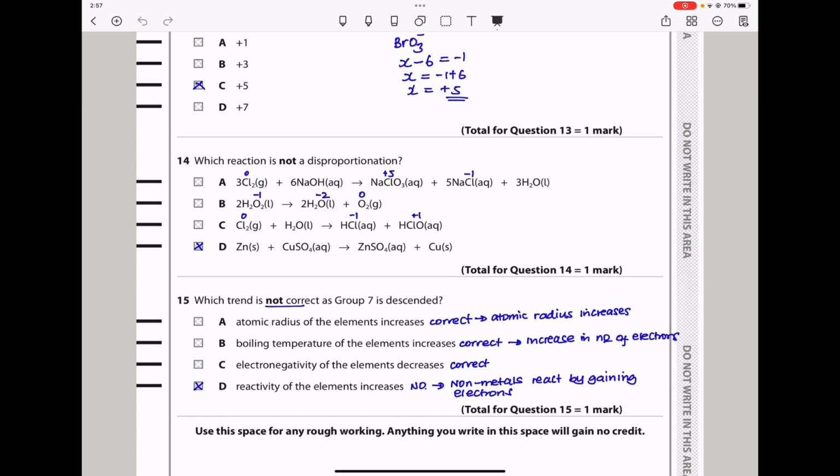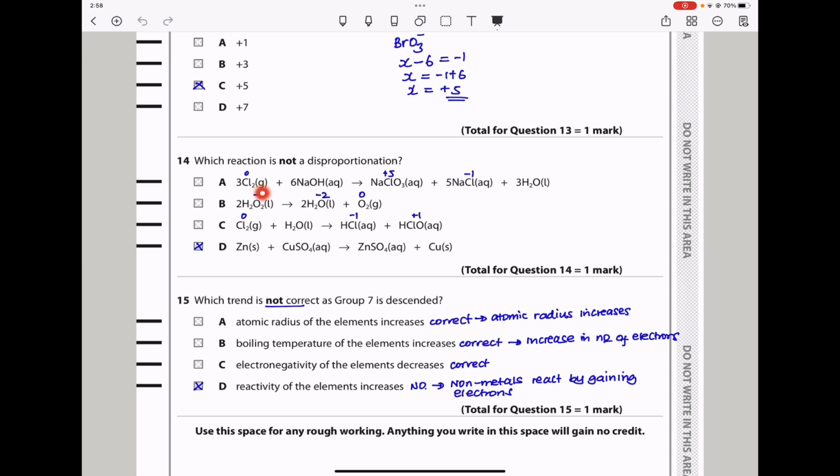In question 14, which reaction is not a disproportionation reaction? A disproportionation reaction is where one species is oxidized and reduced at the same time. So we are looking for the reaction where there is no reduction and oxidation of the same species. In A, we can see chlorine from 0, oxidized to plus 5 and reduced to -1. That is a disproportionation reaction.